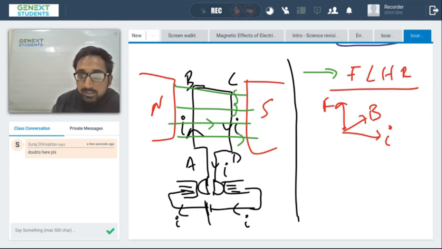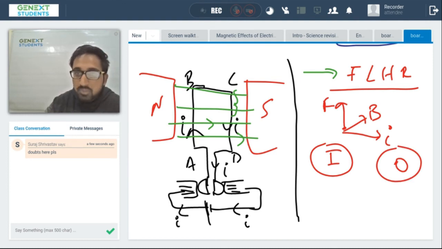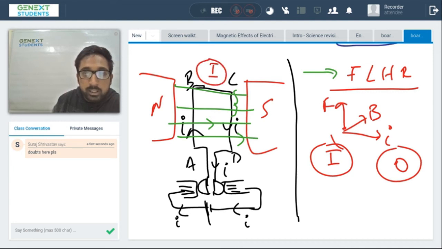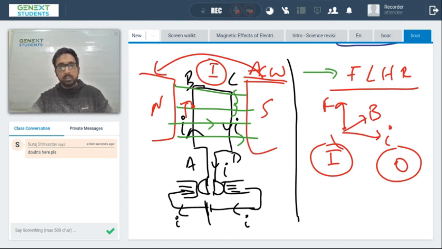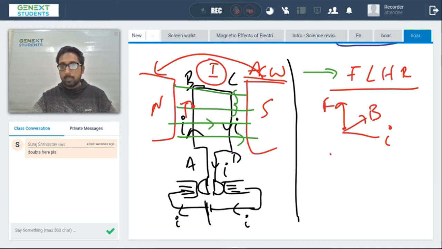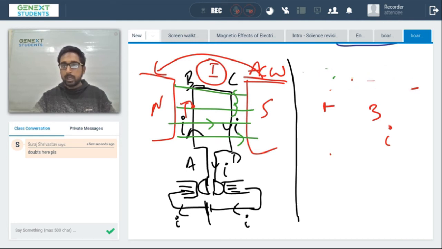Do you see that? I represent inside like this. I will represent inside as I, and I will represent outside as O. It is inside the plane. So the force acting over here is inside. Therefore, this will move inside, and the rotation will be anti-clockwise. The rotation of the coil will be like this. So the rotation of the coil will be like that.